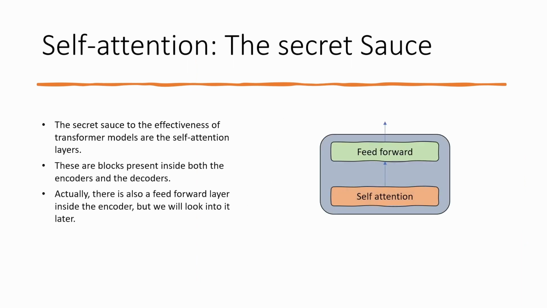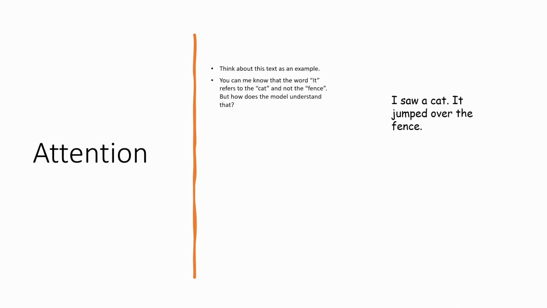The secret sauce for the success of the transformer is something known as self-attention. Now these self-attention layers are present in both the encoders as well as decoders, and they are not alone. The self-attention layer is paired with another layer which is known as the feed-forward layer, but we will take a look into it later. For now, we will concentrate on what attention does.